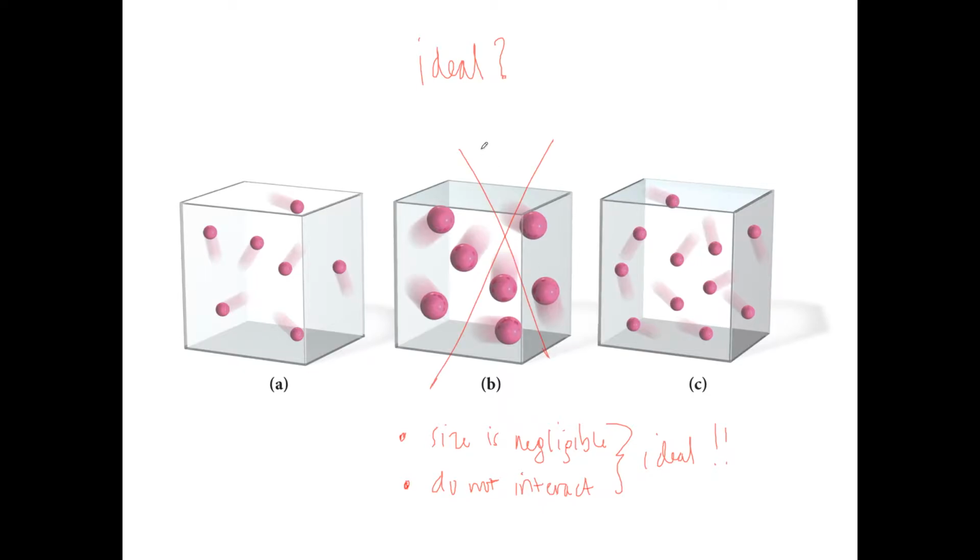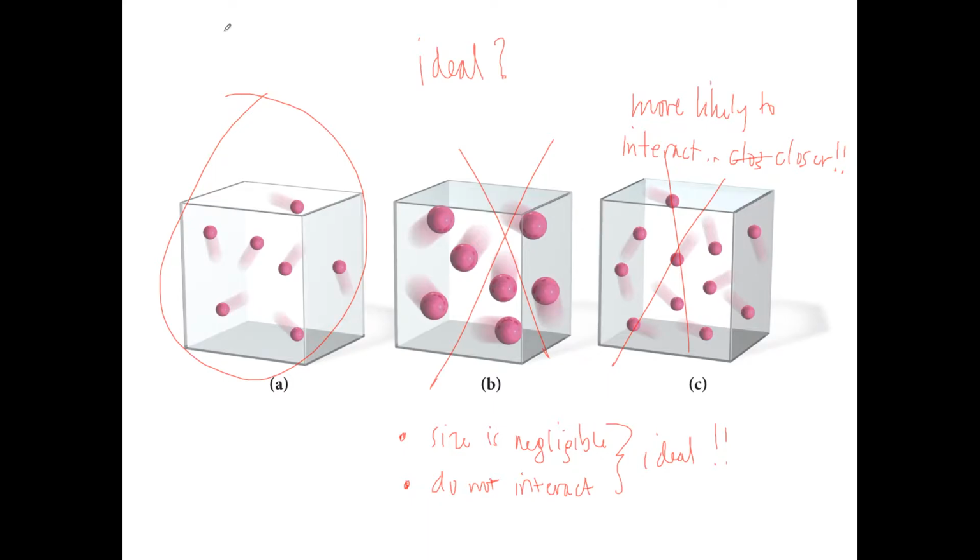Okay? So can you see that these are not small? So it's not this one, because they're not small. And can you see that there's more over here? So these are more likely to interact because they're closer. Okay? So it's not this one. It is this one. This is the closest to an ideal gas.